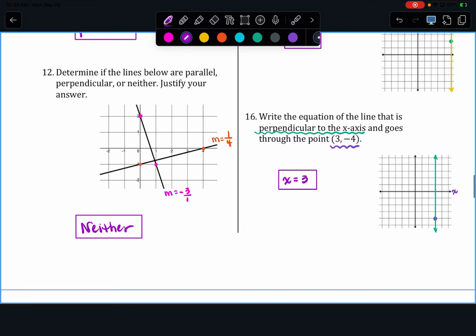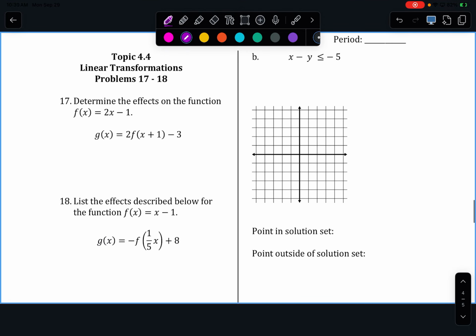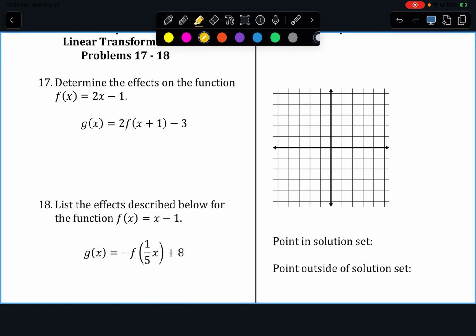Okay. All right, enough of those. Let's go look at transformations. All right, okay. So with our transformation problems, these are where you just have to know your rules, right? So this one is giving us the original function, 2x minus 1. Again, we don't care though. We don't care what the original function is. We just care about this function notation form, this transformation form.